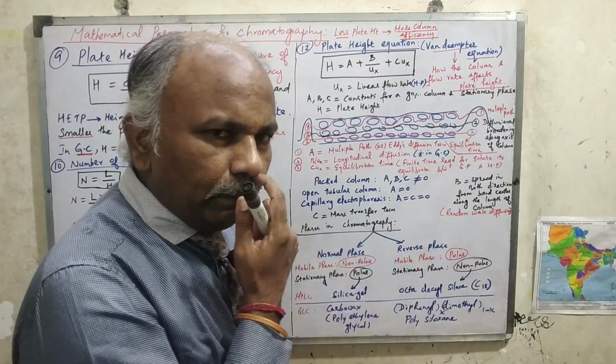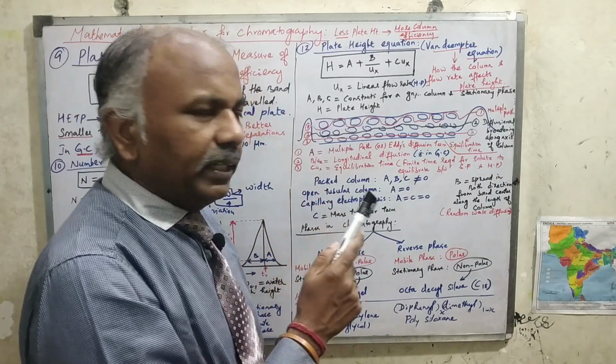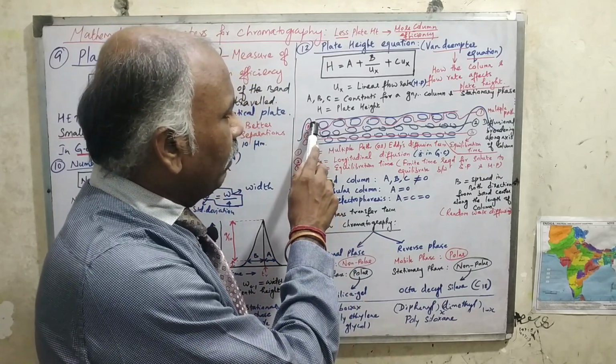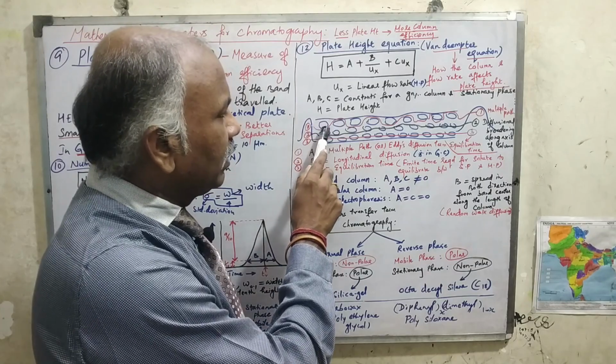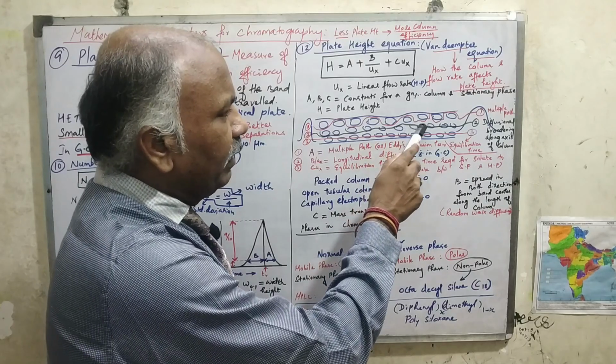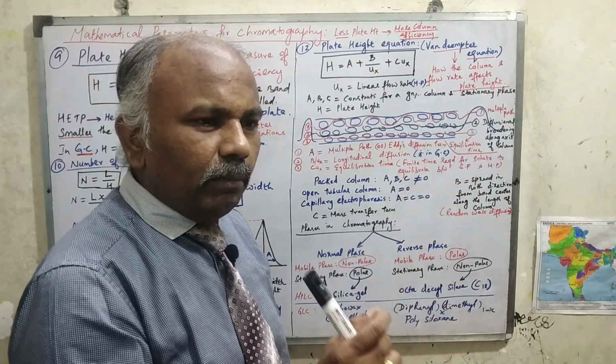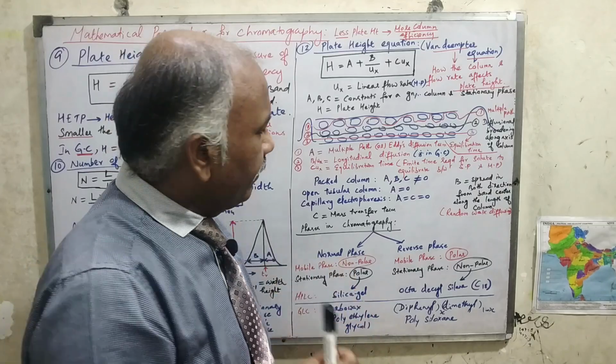So how this is taking place, mainly if you look at it, the first one is called the multiple path or the Eddy diffusion term. Here multiple path means the sample or the solute will be traveling inside the column in different paths. In very many paths it is going, right? So that is called the multiple path term or Eddy diffusion term, right?